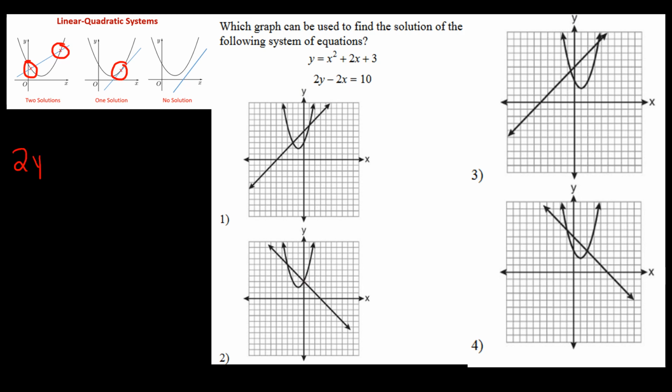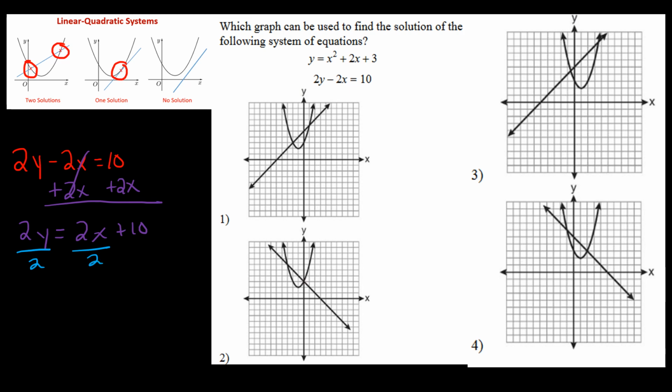If we were going to graph this in the calculator, we want to make sure that we have this in y-intercept form. To do that, the first thing we want to do is add 2x to both sides, because we just want y isolated on the left side. This simplifies to 2y equals 2x plus 10. Then we divide everything by 2, and we're left with y equals x plus 5. This is the other equation that we're going to be graphing.